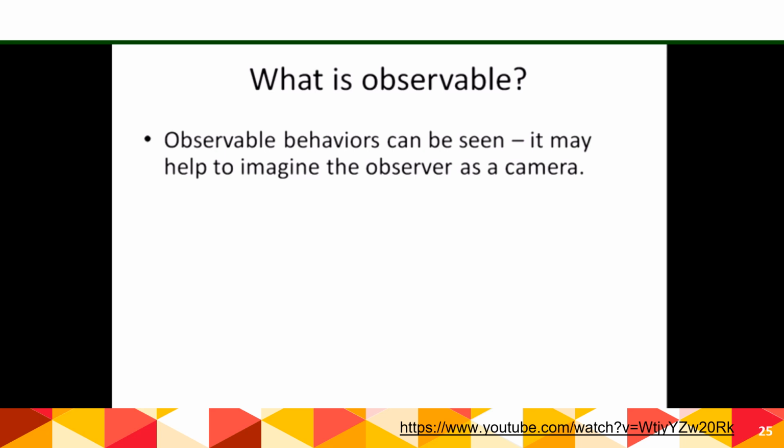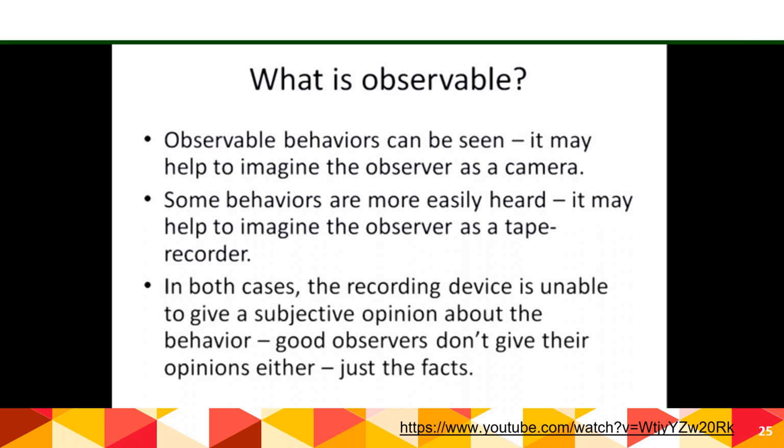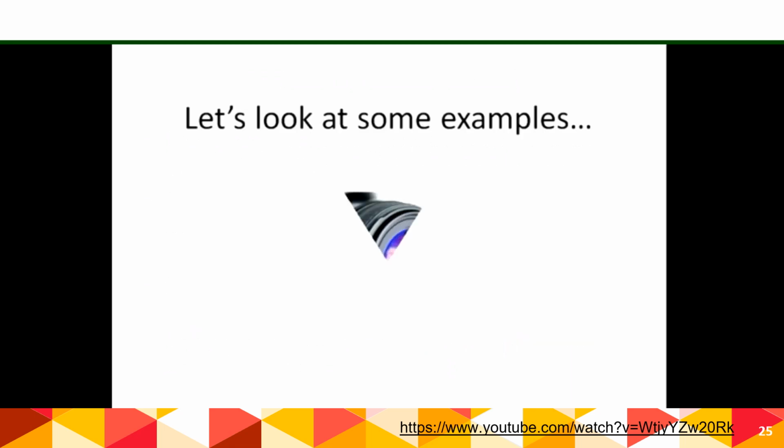So what do I mean by observable? Well, observable behaviors can be seen. It might help you to imagine the observer as a camera. Other behaviors are more easily heard, and so imagine them as being recorded by a tape recorder. In both cases, the recording device is unable to give a subjective opinion about the behavior. Good observers know this. They don't give their opinions, they just record the facts. So let's look at some examples.